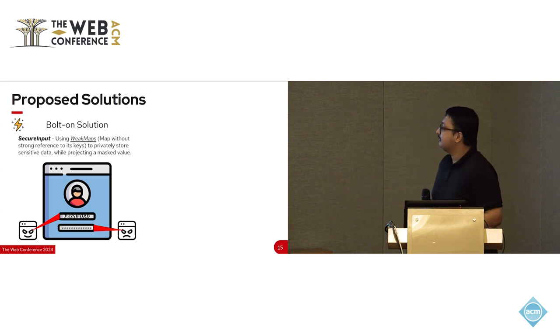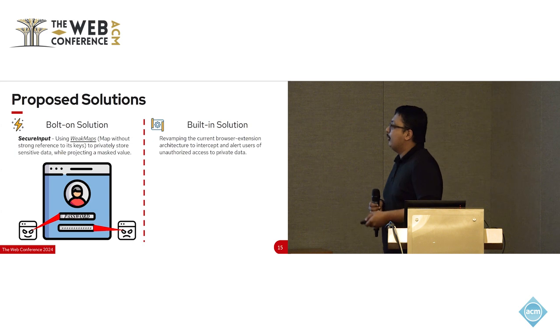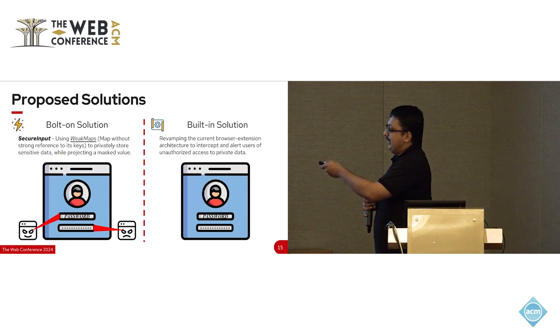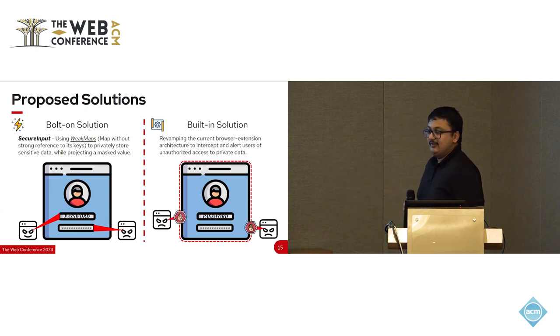However, with the protected one, because it has private variables and projects a masked value, the extension is unable to find the password. The second solution is the built-in solution, wherein we propose a complete revamp of the current browser architecture, with an additional layer of protection so that any access to this kind of sensitive data is prohibited at the OS level or at the browser level.